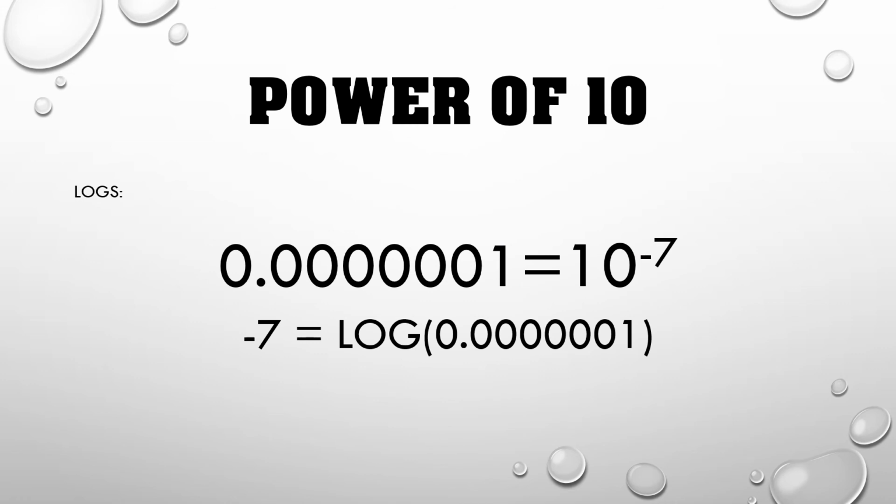And here we go again. 0.0000001 is equal to 10 to the negative 7th. That negative 7th is the exponent, so that would be the log. This would be the anti-log.